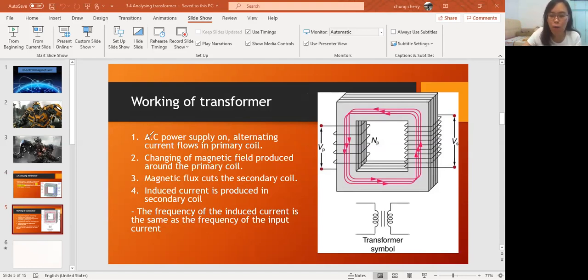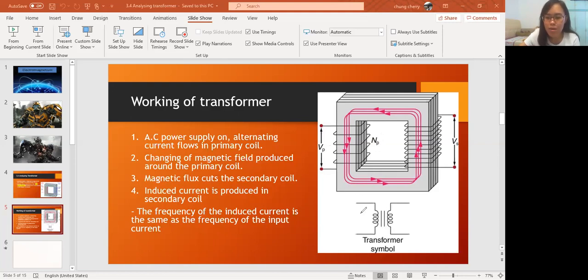The AC power supply is connected to the primary coil. You have this one, VP is the primary voltage, and this one is the primary coil. Yes, number two, you write down working of the transformer. Number two, working of the transformer. Then everything you write down.